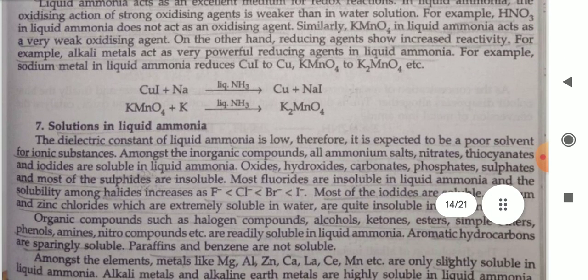Seventh, solution in liquid ammonia. The dielectric constant of liquid ammonia is low. Therefore, it is expected to be a poor solvent for ionic substances. Amongst the inorganic compounds, all ammonium salts, nitrates, azides, and iodides are soluble in liquid ammonia. Oxides, hydroxides, carbonates, phosphates, sulfates, and most of the sulfides are insoluble. Most chlorides are insoluble in liquid ammonia, and the solubility among halides increases from fluorine to chlorine, bromine, and iodine. Most of the iodides are soluble.